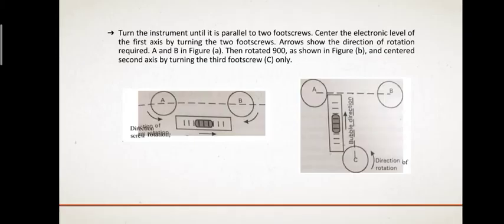This is how it is. For the first two screws, level parallel to them, and for the third, that is C1, perpendicular to it, right? That is what we saw for today's class, and here we will be stopping. We'll see other things in the next class.